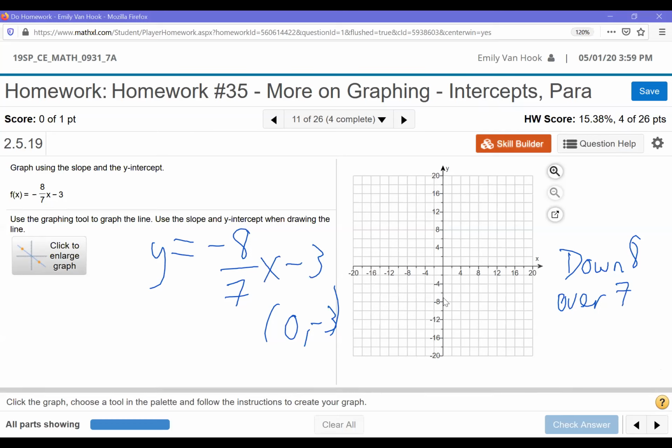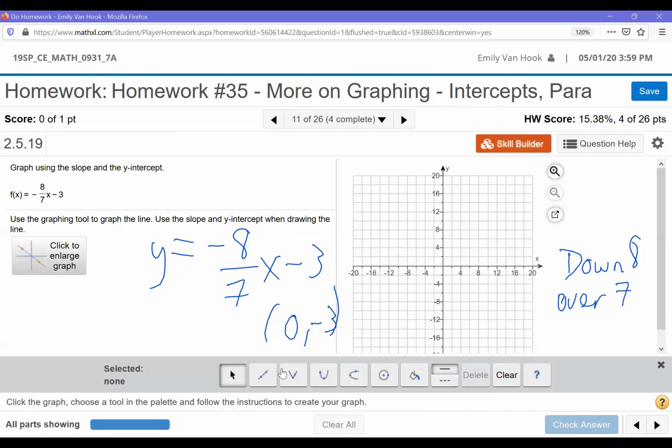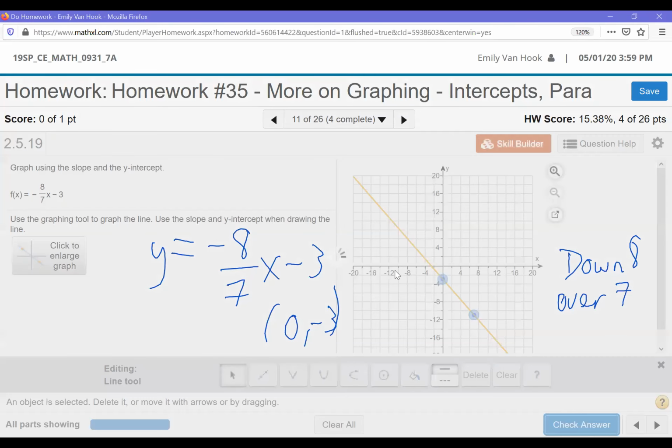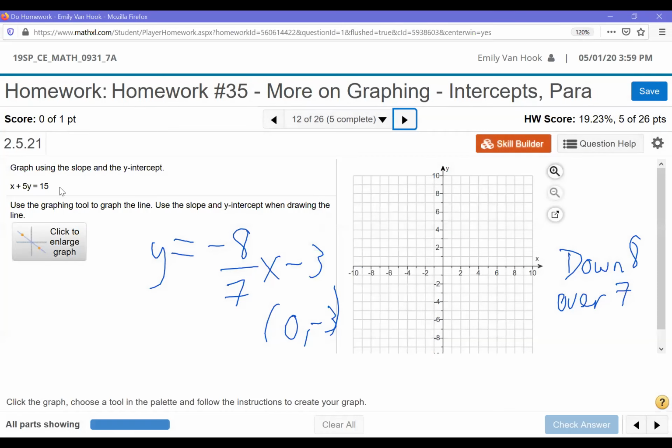I gotta click on my line tool again. There it is, sorry about that. Okay, so 0, -3, and then I'll go down 8. So -3 minus 8 would be -11, and then over 7. Okay, and there's that negative slope we're looking for. All right, good. And then the other equations coming up, you'll have to do maybe a little more work to solve for y. So you want to get that y by itself before finding the slope and the y-intercept, etc.